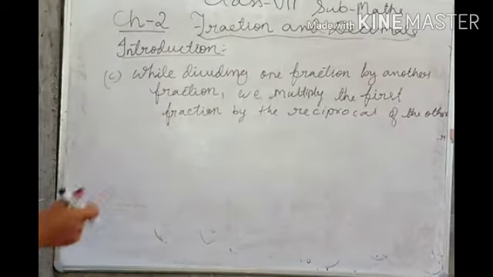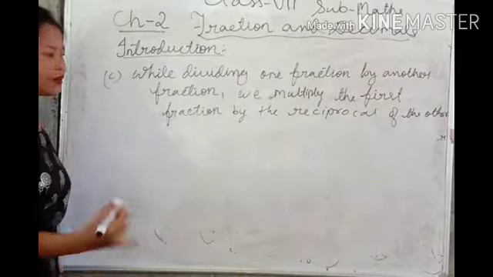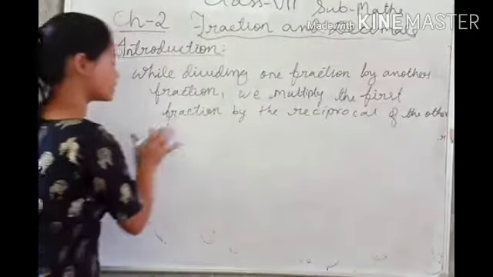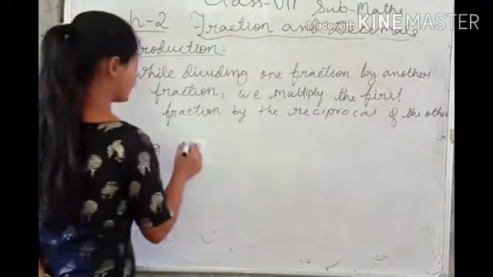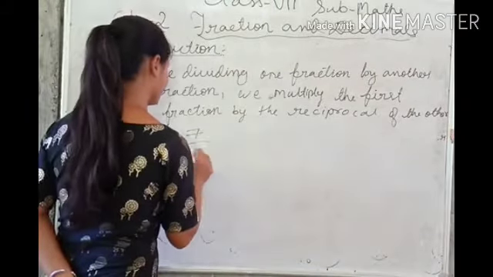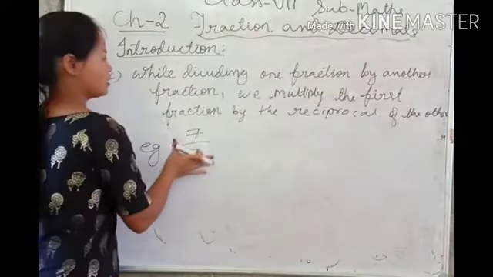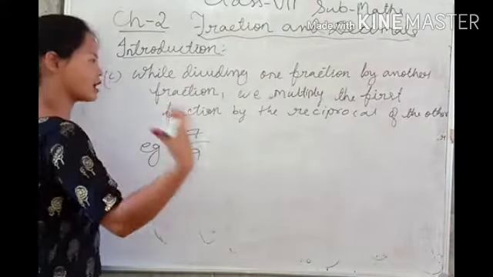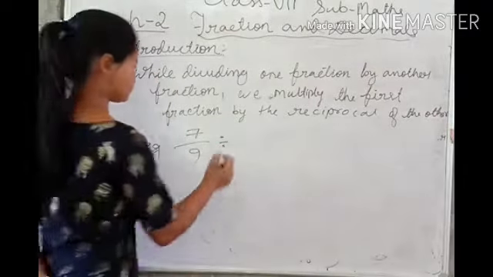Now while dividing one fraction by another fraction, what do we do? We multiply the first fraction. Suppose I give you one example: 7 upon 9. This is one fraction. If you divide a fraction by another fraction, I will write one more fraction.